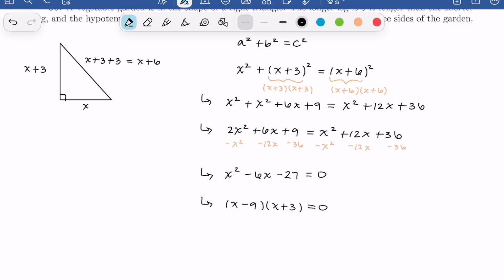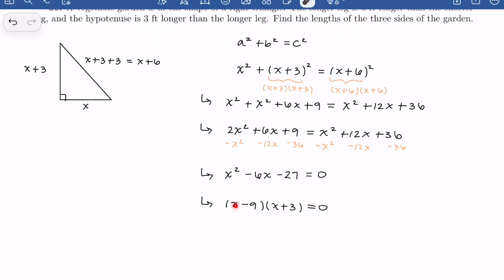and check our work. So we can check our work by FOILing this. I'm going to end up with x squared plus 3x minus 9x. That'll give me x squared minus 6x. Then I have a negative 9 times a positive 3. That'll give me negative 27. So I know this is the correct factored form, and now I can use my zero factor property.